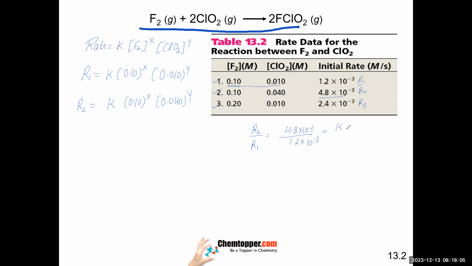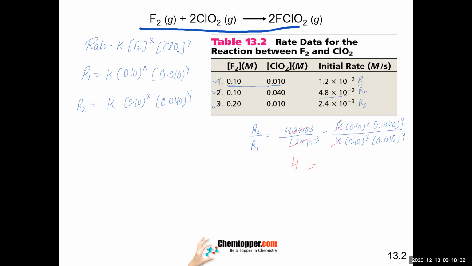So K times 0.10 raised to power X, 0.040 raised to power Y, divided by K times 0.10 raised to power X, 0.010 raised to power Y. Do mathematics to get the value of X or Y. What is this? 4.